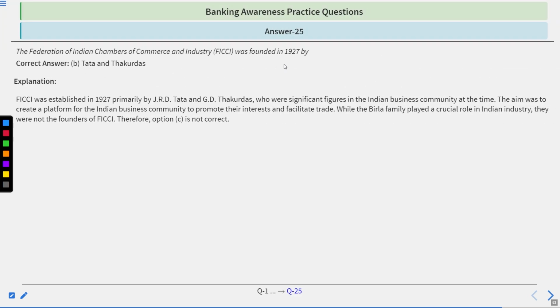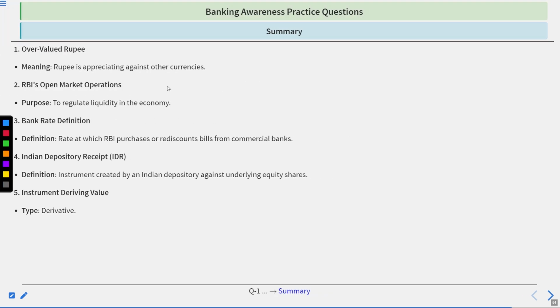Go by the explanation. Established in 1927 primarily by J.D. Tata and G.D. Birla's contemporary Purshottamdas Thakurdas, who were significant figures in the Indian business community at that time. The aim was to create a platform for the Indian business community to promote their interests and facilitate trade. The Birla family played a crucial role in Indian history but were not the founders of FICCI, therefore option C is not correct. With this, we have finished this topic.